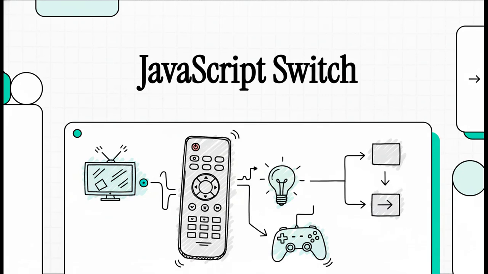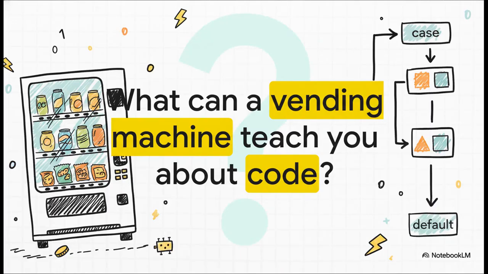Hey everyone, and welcome. Today, we're diving into a super useful tool in JavaScript, the switch statement. We're going to break it down in a way that's really simple and easy to remember, using an object you've probably used 1,000 times. So let me ask you this. What on earth can a vending machine teach you about writing code? Yeah, I know it sounds a little out there, but trust me, by the end of this, you're going to realize you've always understood the logic of a switch statement.